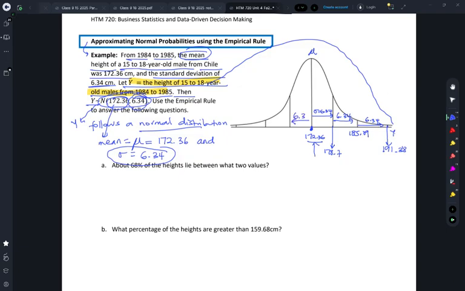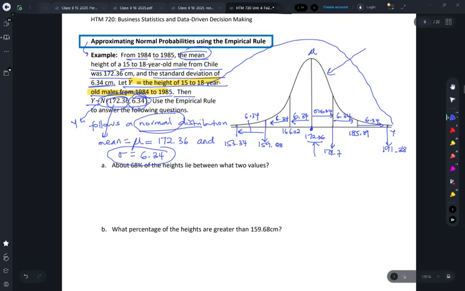Let's go back to the center, the mean. Take 6.34 steps backward. What do we have? We have 166.02. Then from 166.02, take another step, 6.34 backward. We arrive at 159.68. Then take another step, 6.34 backward. You arrive at 153.34.